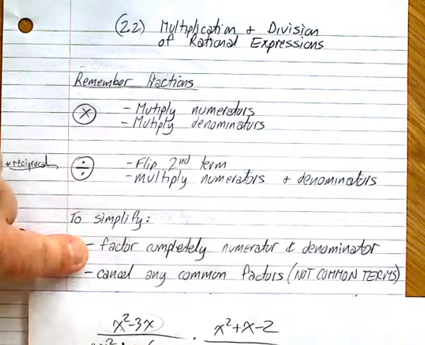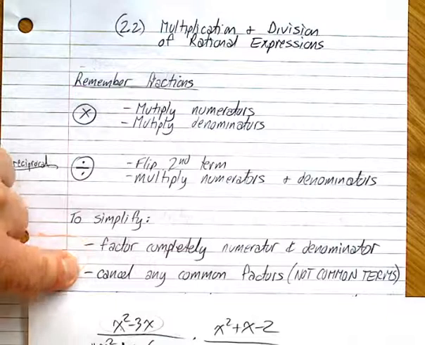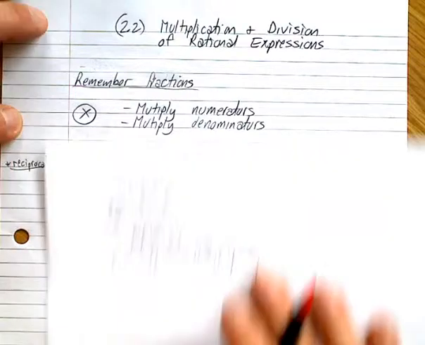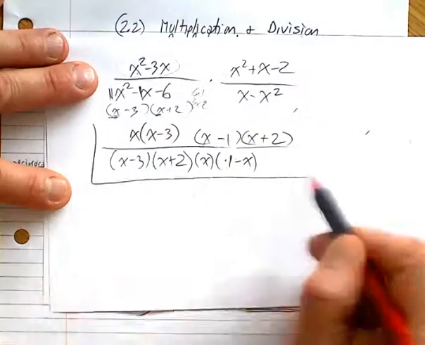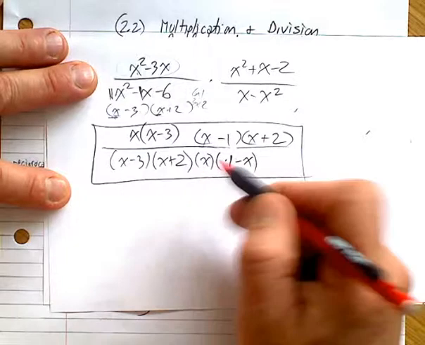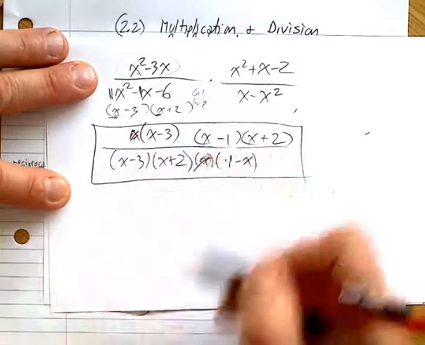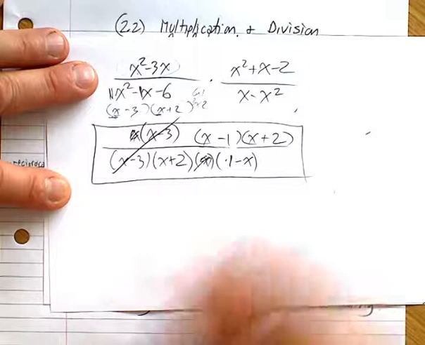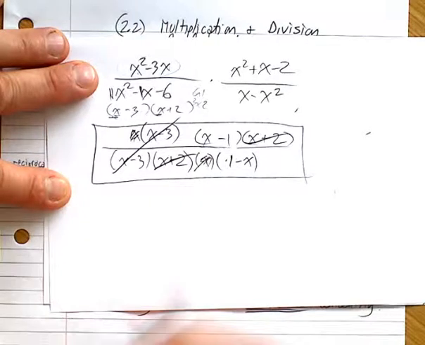Next step, cancel any common factors. Well, let's have a look. We're looking at this right here. x, x minus 3, x plus 2. So you're left with x minus 1 over 1 minus x.